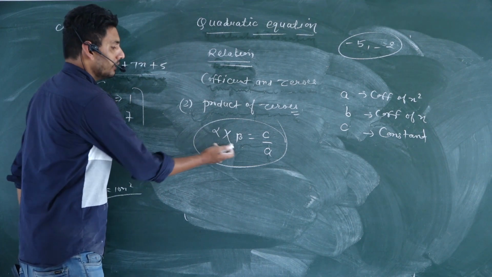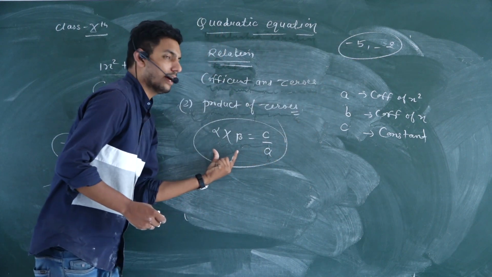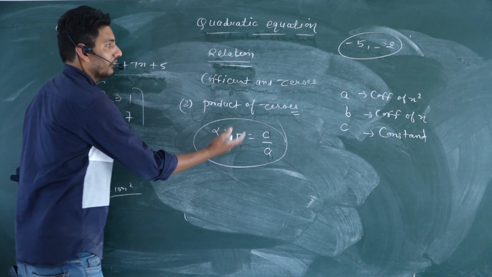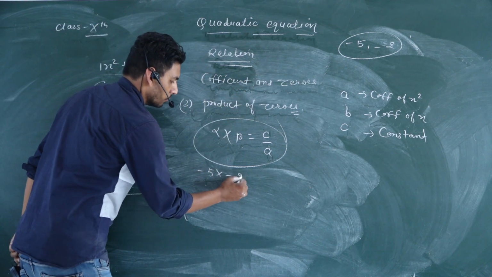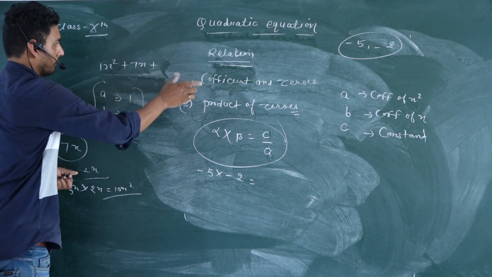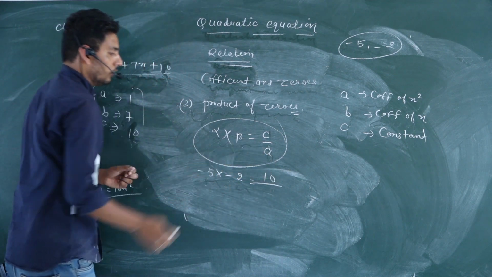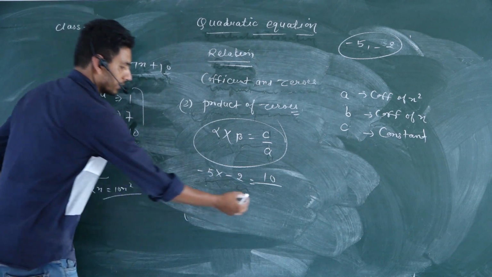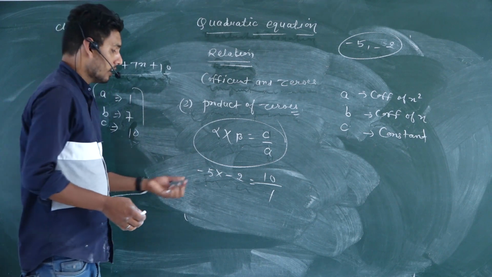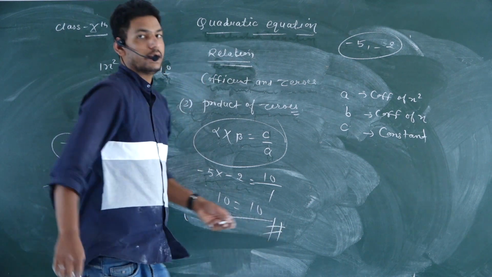What is the value of alpha and beta? Minus 5 and minus 2. Then you put minus 5 and minus 2 here. And what are c and a? From the equation you put them there. Minus 5 into minus 2 equal to, what is the value of c here? Sorry, the equation's c is 10. Yes. 10 upon what is the value of a? 1. Minus 5 into minus 2 is positive. Minus 5 into minus 2, 10, is equal to 10 by 1, 10. This relation is also hence proved.